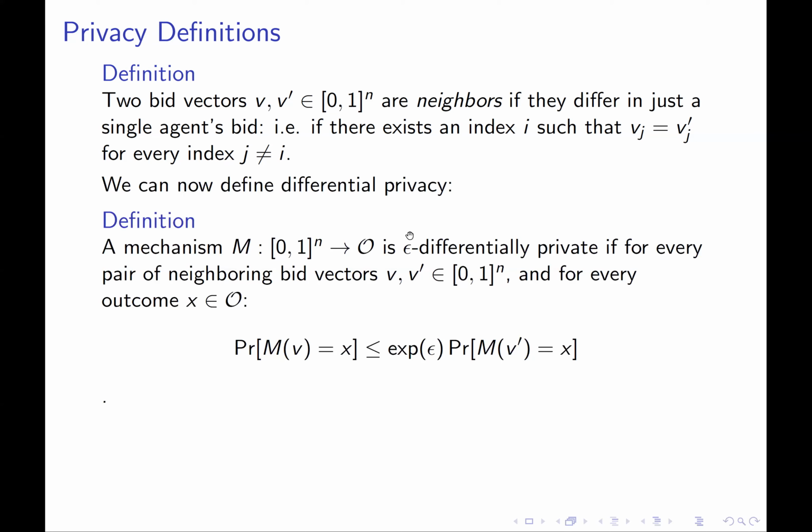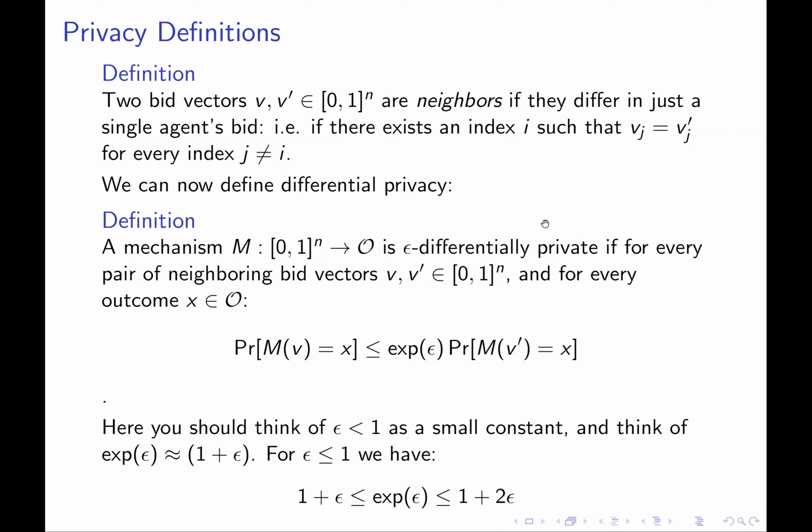Differential privacy comes with this parameter epsilon. A mechanism is epsilon differentially private if for every pair of neighboring bid vectors, v and v prime, and for every outcome O that the mechanism might choose, the probability that the mechanism chooses outcome O when we run it on bid vector v is similar to the probability that the mechanism chooses the same outcome O when we instead run it on bid vector v prime, where similar means within a multiplicative factor of e to the epsilon, where epsilon is our privacy parameter.